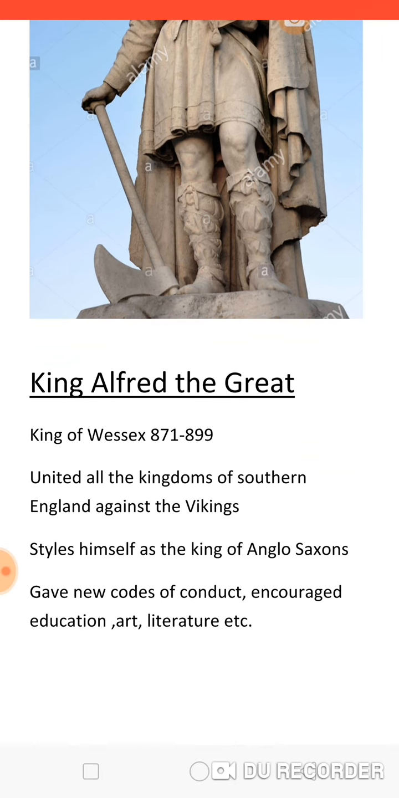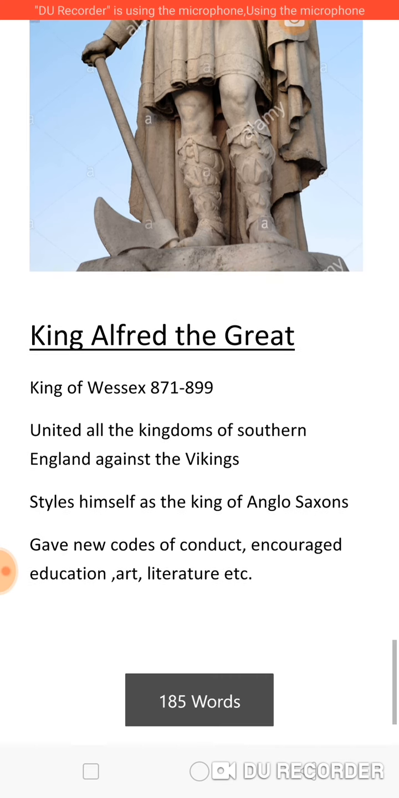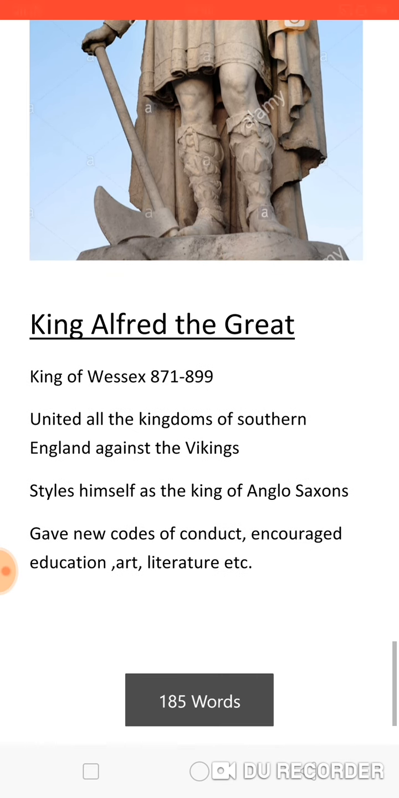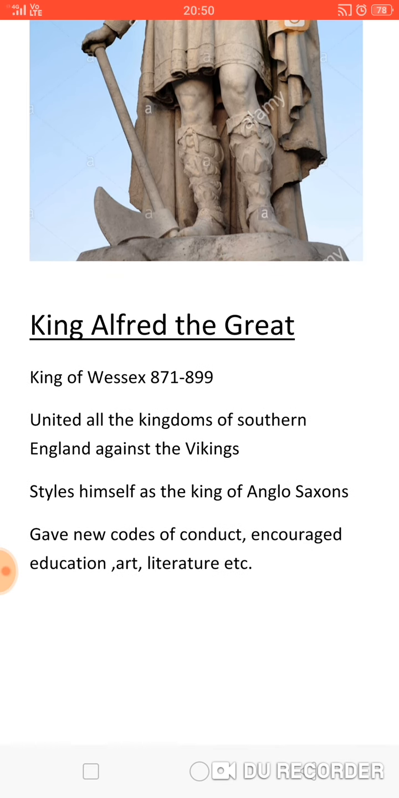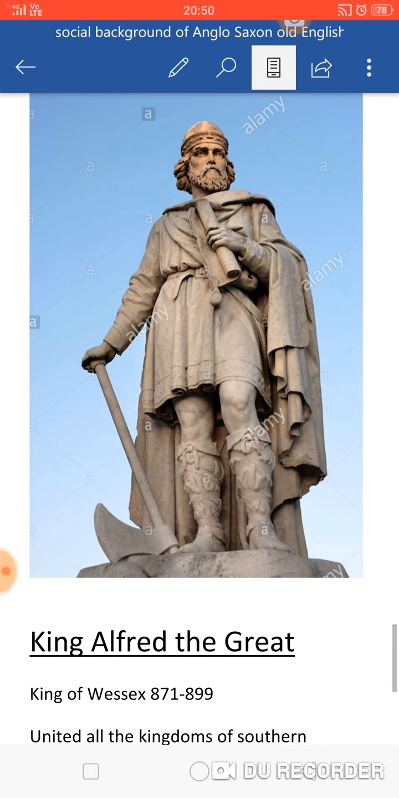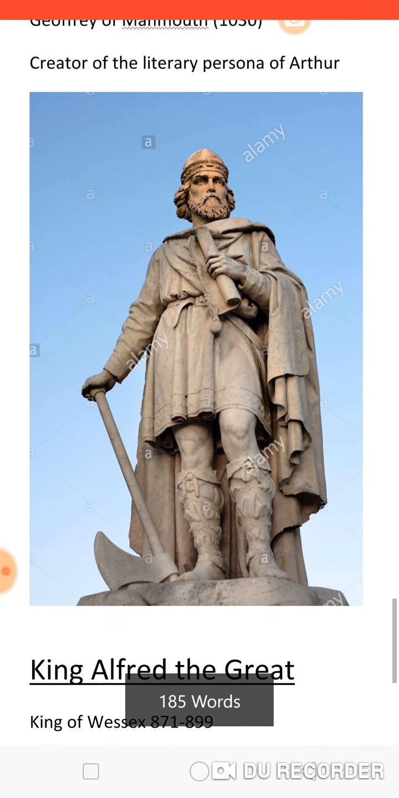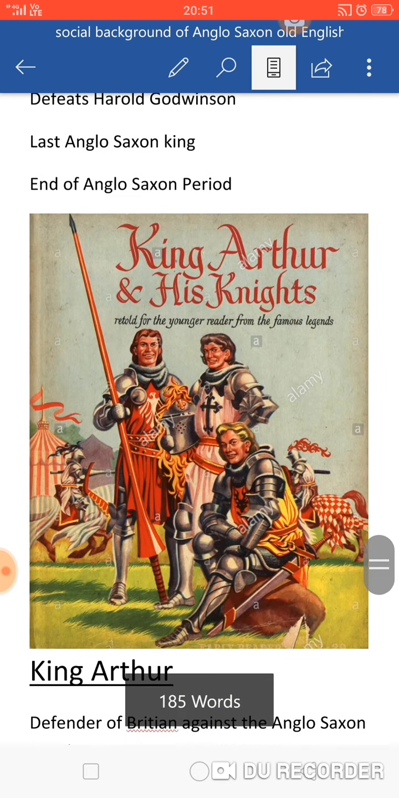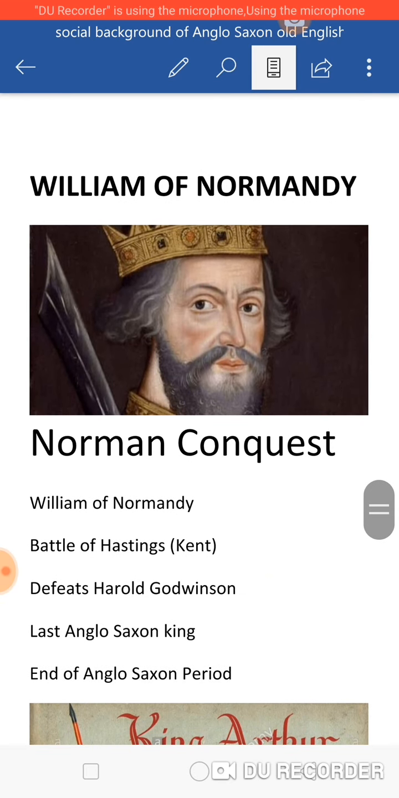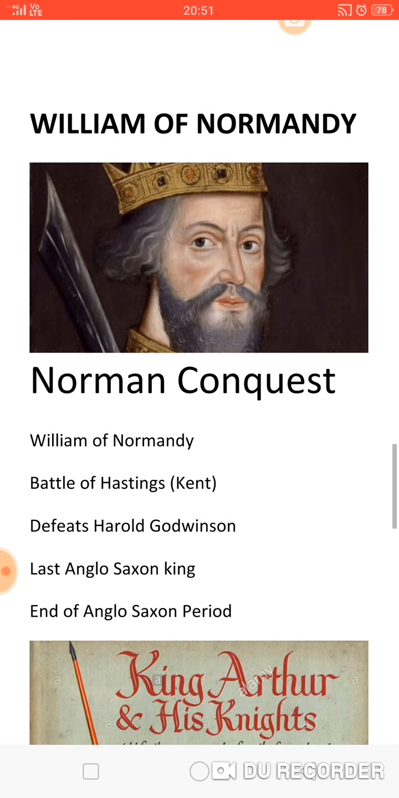And since he was leading the Britain army against the Vikings, he called himself the king of the Anglo-Saxons. And he gave a new code of conduct, and he encouraged education, art and literature in England. And in fact, he is one of the greatest literary personalities of England. With that war of Norman conquest, the Anglo-Saxon age comes to an end.